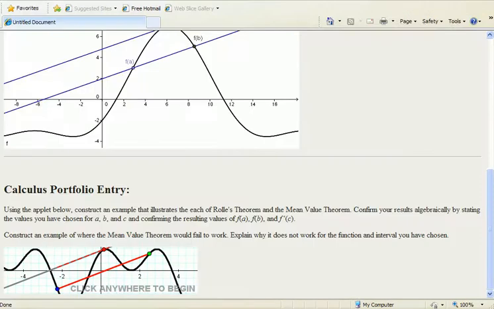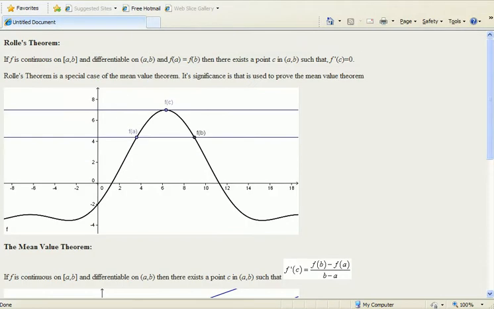Since my artistic skills are so good, I've got a picture of one here. This is Rolle's theorem, and here's the algebra, the stuff that you probably don't want to hear first. First we'll look at this picture. What it says is, if you have an interval from A to B, and f of A is the same value as f of B, there must be a point where the derivative equals 0 in the middle somewhere.